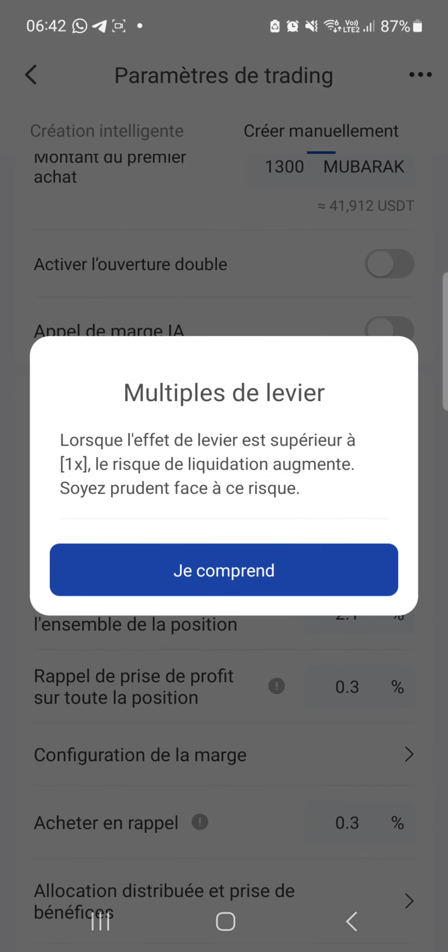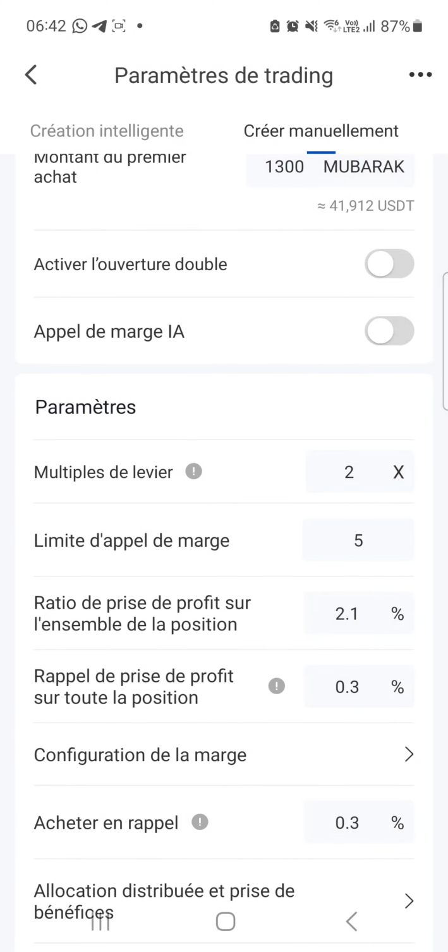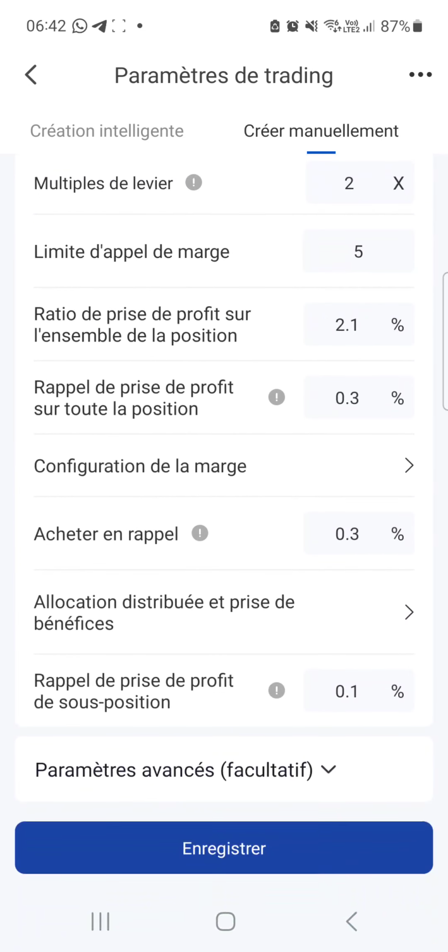Okay, so you see, if you start increasing the leverage times 2, Royalq gives you the warning that once your leverage is over 1 time, then your risk of liquidation also increases. So you need to go slow with it. Then I tap on I understand here. So here it is. You double it, then you tap.